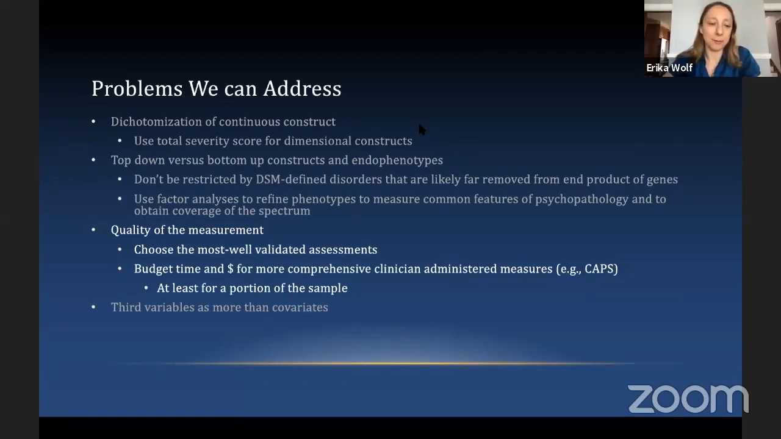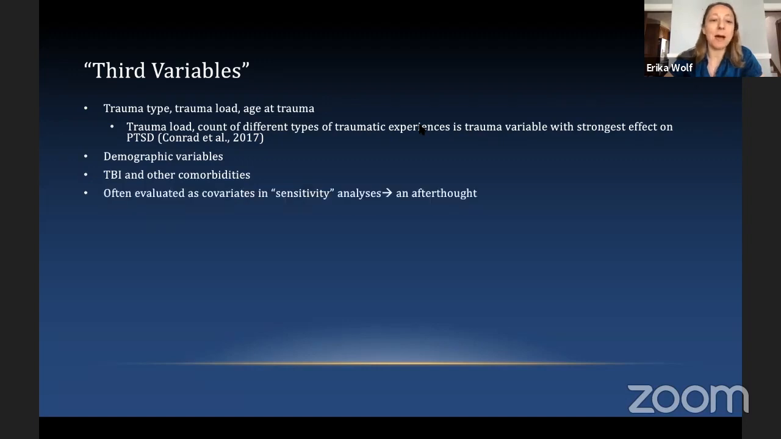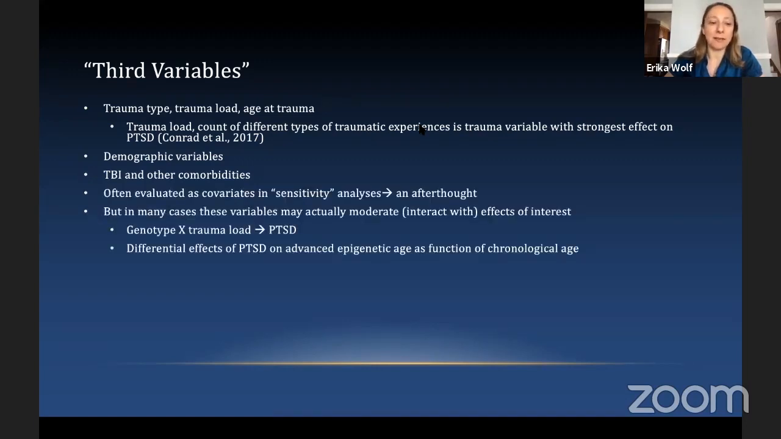So finally, I want to talk about one more concern, which is third variables serving a role that's more than just as a covariate. Third variable problems or confounds are often included in our models of PTSD or the genetics of PTSD as just a sensitivity analysis to see if our results still hold. However, that might not be adequate, because in many cases, variables like trauma exposure, demographic variables, traumatic brain injury, and other comorbidities are actually moderating our effects of interest in a G by E kind of way.